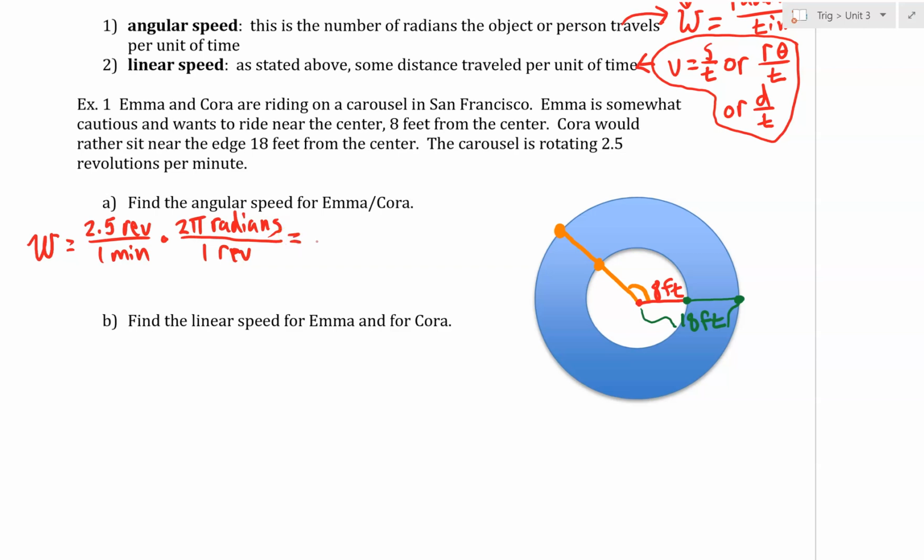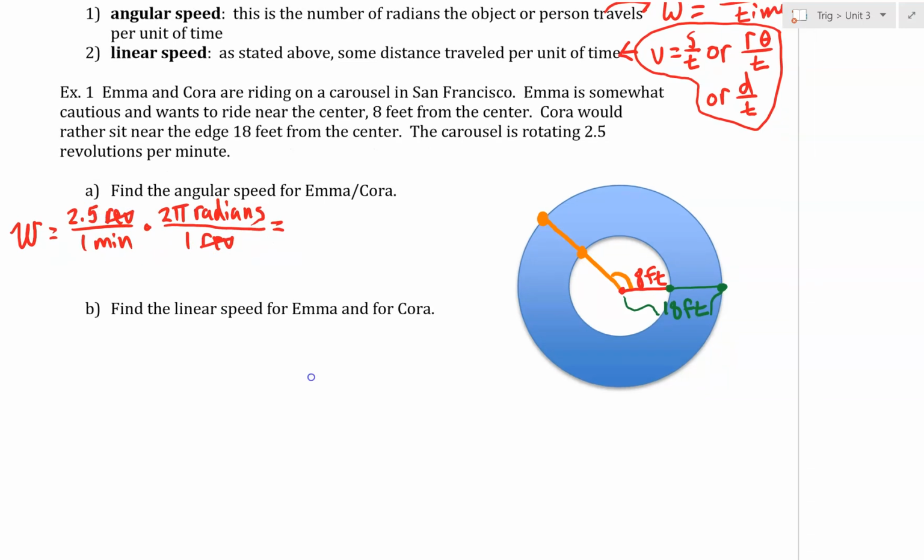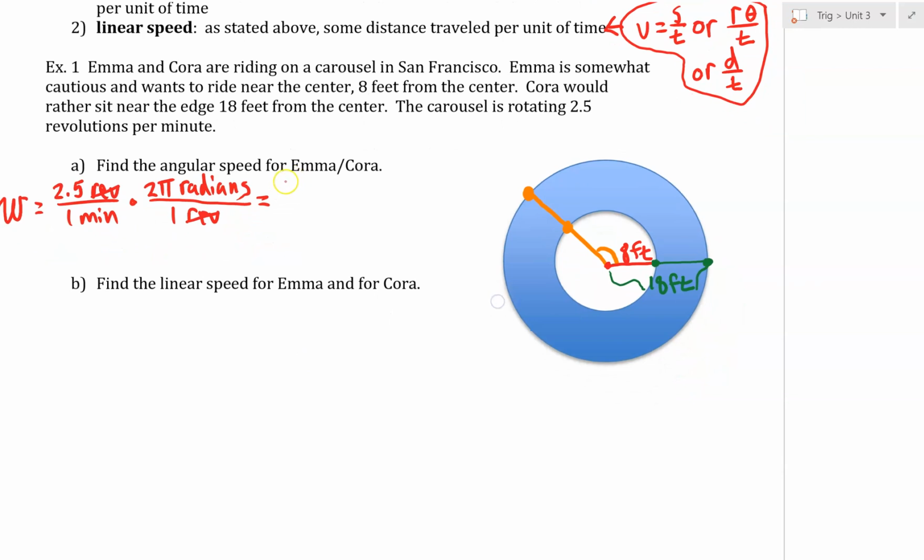Which ends up being the following. 2 times 2.5 is 5. We're going to have 1 revolution here, 1 revolution here. Those go away. So we're going to end up with 5 pi radians, and we're just going to say rads, per minute, which is approximately 15.7 rads per minute. Now, they may ask you for the exact answer, or they may ask you for a decimal equivalent. That is both of these. They are the same. So hopefully we see that.